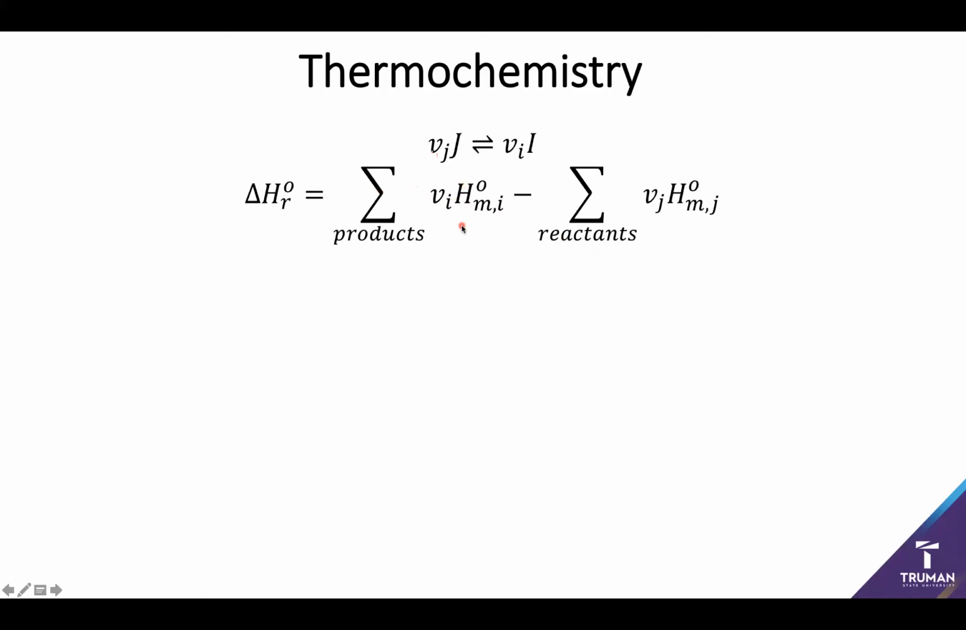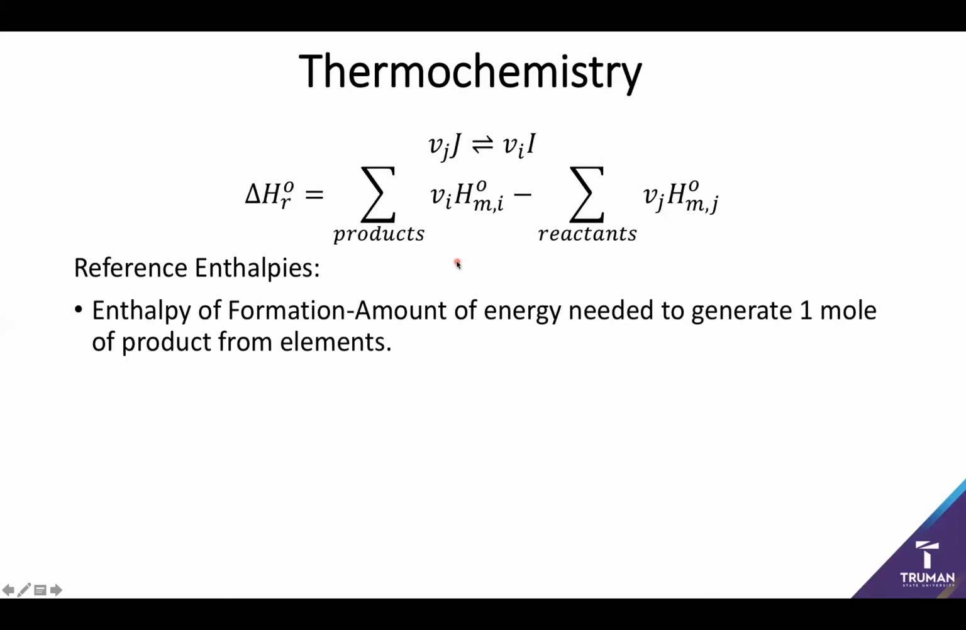And so what we often need to do is express some sort of reference condition for any given species. And typically when we're talking about reference enthalpies, there's two classic choices. They're both going to be based on the enthalpy of a given set of reactions. The one you're probably most familiar with from general chemistry is the enthalpy of formation. This is going to be the amount of energy needed to generate 1 mole of product from its elements in their most stable state.